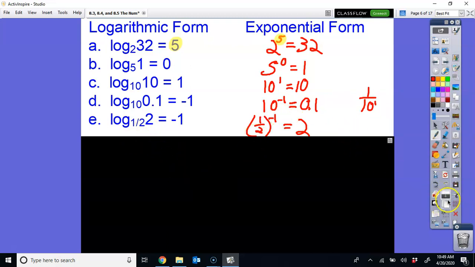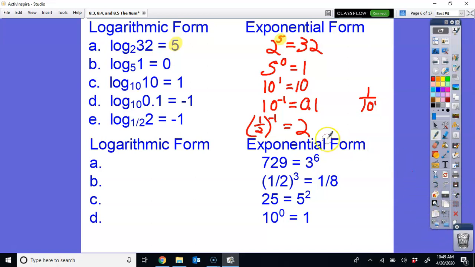So the next thing we're going to do is go backwards, where we have the exponential form, and we write it into logarithmic form. Take a second, pause the video here if you want to write these down first. Now that you've written them down, let's do one together. Now I did kind of write some of these a little backwards to kind of throw you off a little bit and make sure you're understanding the definition.